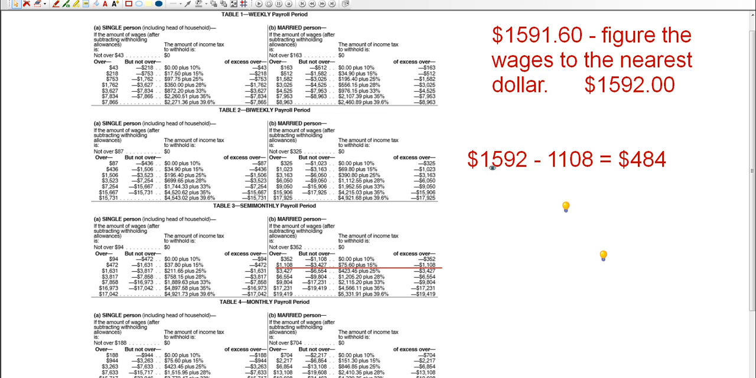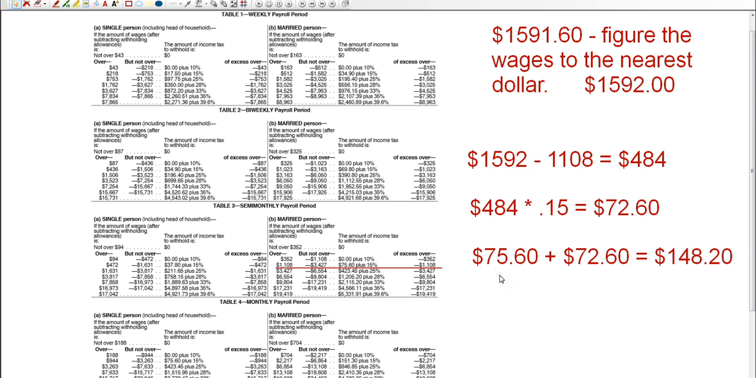So again, our first step is to find the amount over $1,108. So we're going to take $1,592, subtract the $1,108, and that gives us $484. That's over this $1,108. So the $75.60 tax is on this amount, but now we need to find the tax on this amount, which is 15%. So we're going to multiply 484 times 15%, and that gives us $72.60.